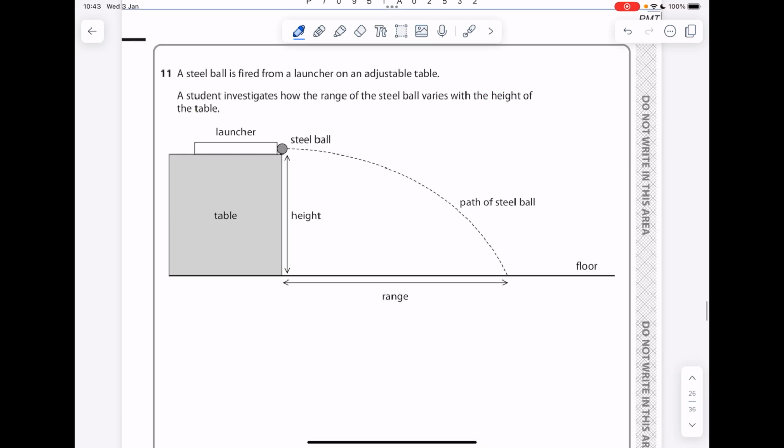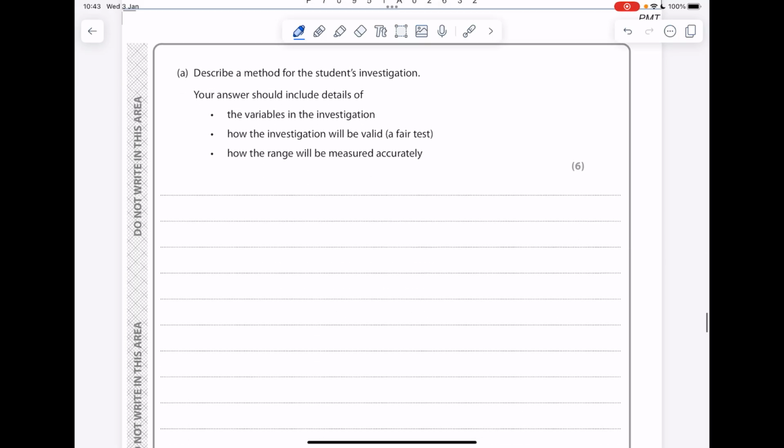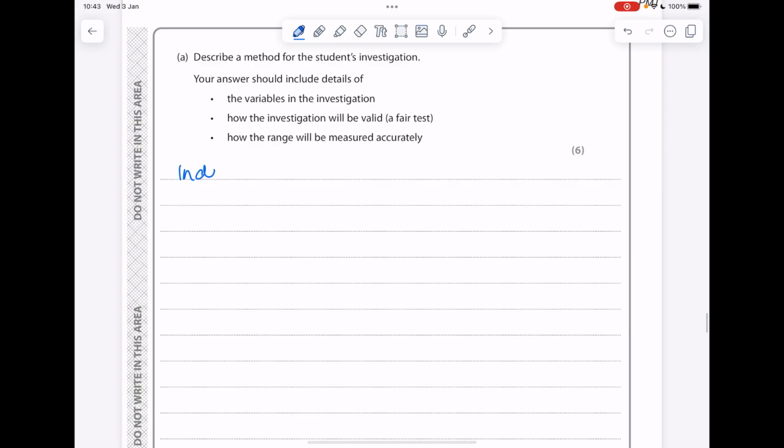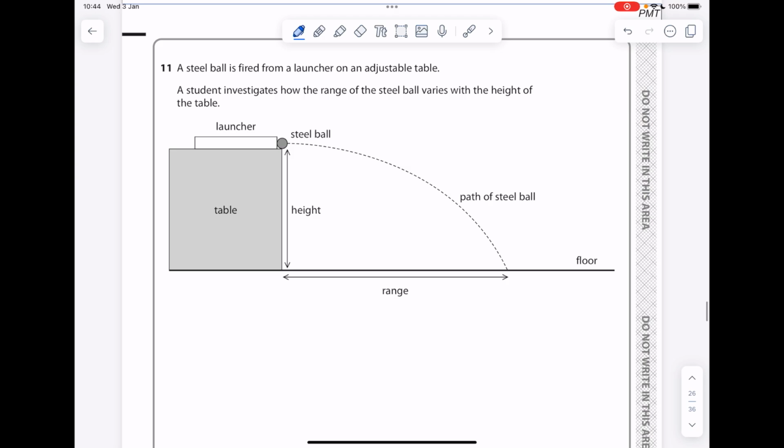A steel ball is fired from a launcher on an adjustable table. A student investigates how the range of the steel ball varies with the height of the table. Describe a method for the student's investigation. Your answer should include details of the variables in the investigation, how the investigation will be a valid, fair test, and how the range will be measured accurately. Let's start with our variables. So the independent variable is what you change. So we're looking at how the range of the steel ball varies with the height of the table. So we're changing the height of the table.